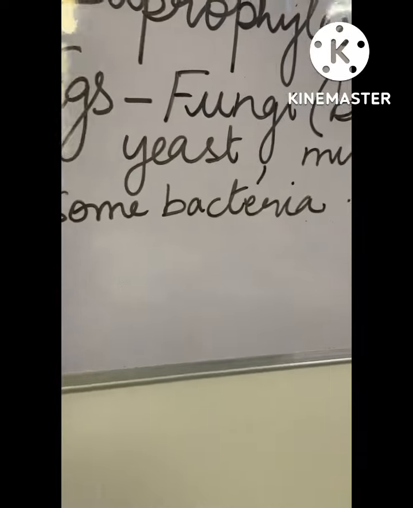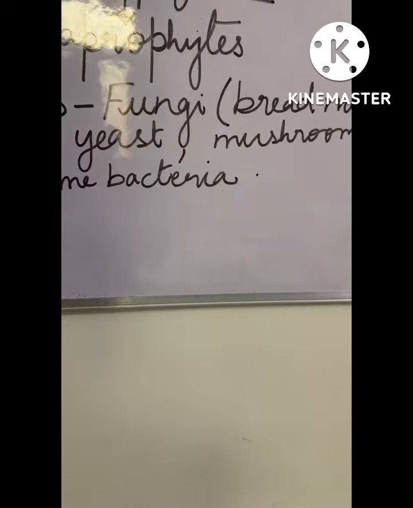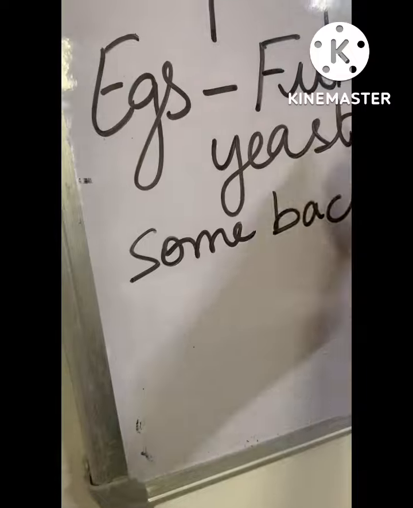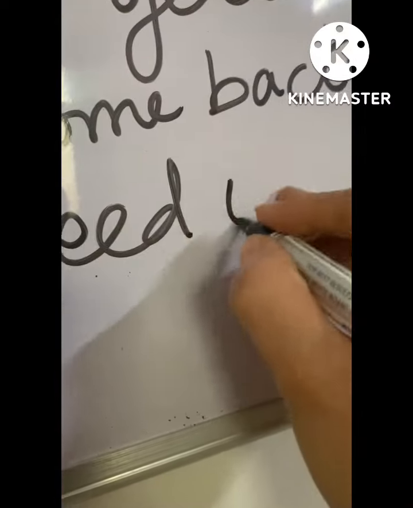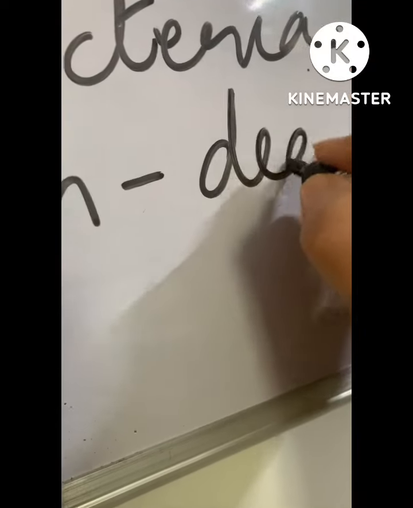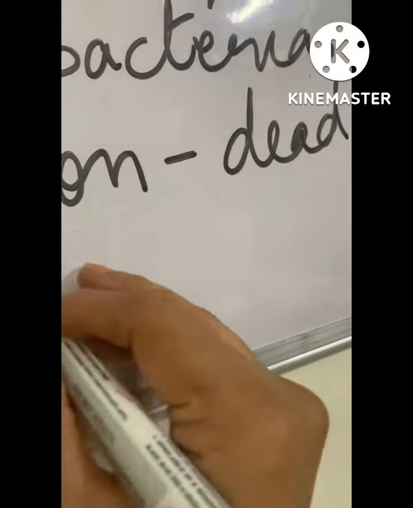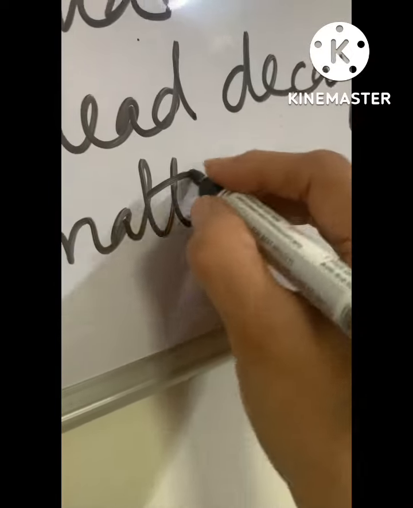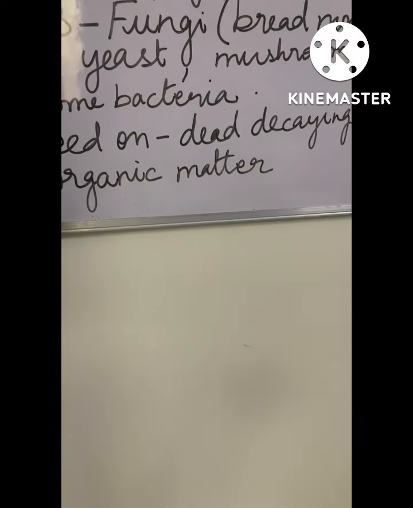Children, let me tell you that fungi and bacteria come under the category of plants. And so these fungi and bacteria, these saprophytes, feed on dead decaying organic matter. Children, you know, all the dead matter, whether it is plant or animal, it's organic. So they feed on that dead decaying organic matter.